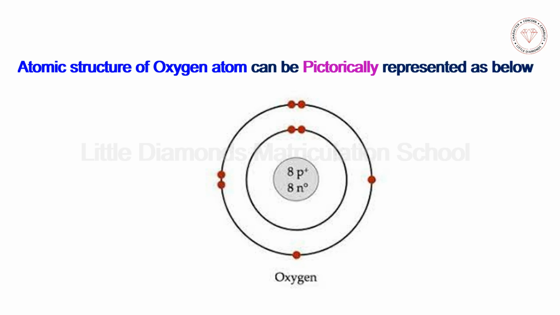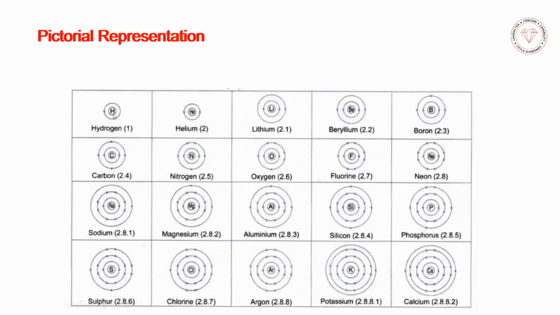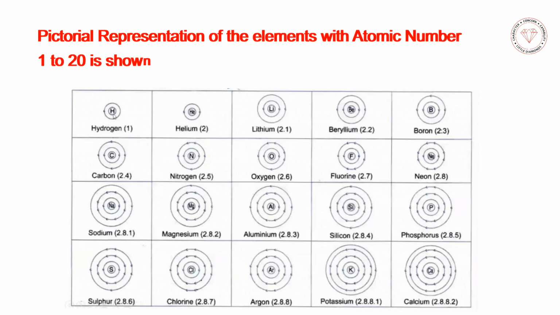We draw the nucleus with 8 protons and 8 neutrons in the center and the K shell around it with 2 electrons and then the L shell with 6 electrons. In this way, the atomic structure of the different elements can be represented. Pictorial representation of the elements with atomic number 1 to 20 is given below.